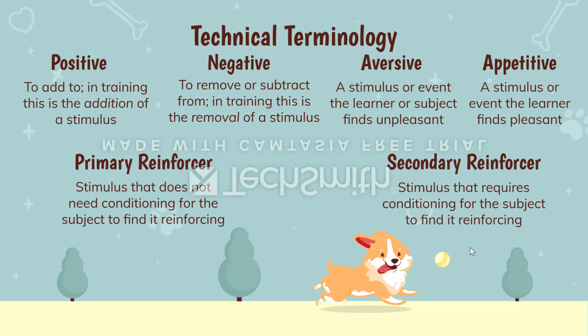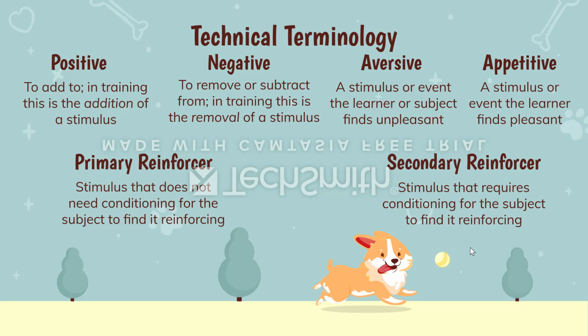Negative is used in the same connotation. It's used as a mathematical term. So this is to remove or subtract from. In training, this is the removal of a stimulus. Aversive, this is a term that we use quite a bit. So this is a stimulus or an event that the learner or the subject finds unpleasant. It's something that they don't like, they don't want to be around. This is typically used as far as negative punishment and negative reinforcement and positive punishment, and we'll get to that a little bit later. Appetitive, this is a stimulus or event that the learner finds pleasant.